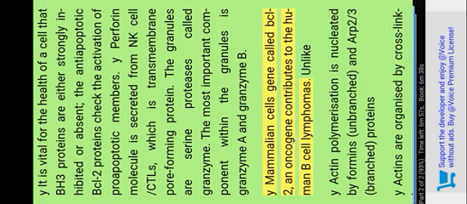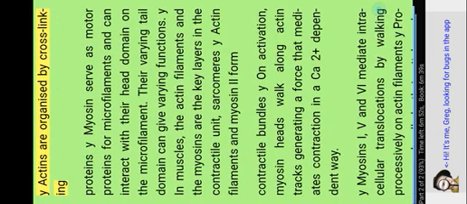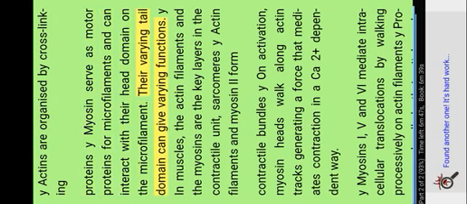Why the mammalian gene called BCL2, an oncogene, contributes to human B cell lymphomas. Why actin polymerization is nucleated by formins, which make unbranched filaments, and by Arp2/3, which makes branched ones. Why actins are organized by cross-linking proteins. Why myosin serves as a motor protein for microfilaments and can interact with the microfilament through its head domain. Their varying tail domains can give varying functions.